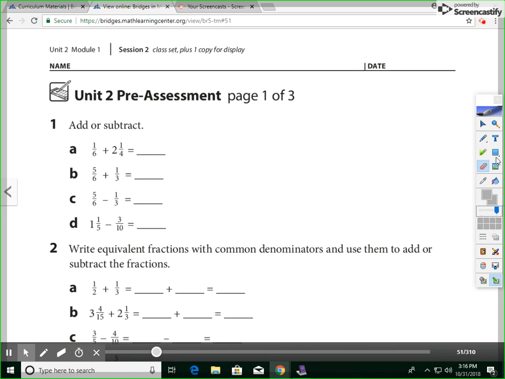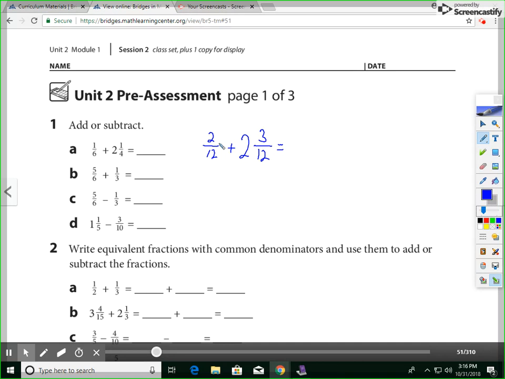Get this out of the way. So we have something over 12 plus 2 and something over 12. And then we ask our kids, how did the bottom change? It's 6 times 2. So 1 times 2 is 2. So 1/6 is equal to 2/12. And then how did the 4 change to 12? It's times 3. 1 times 3 is 3.